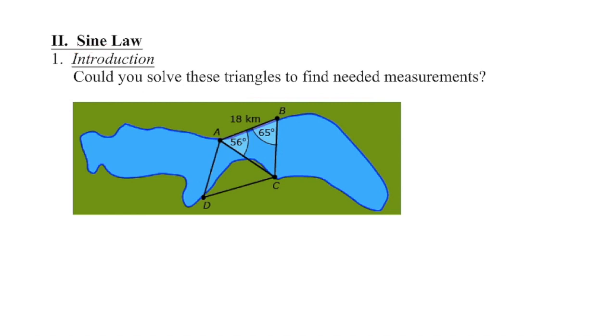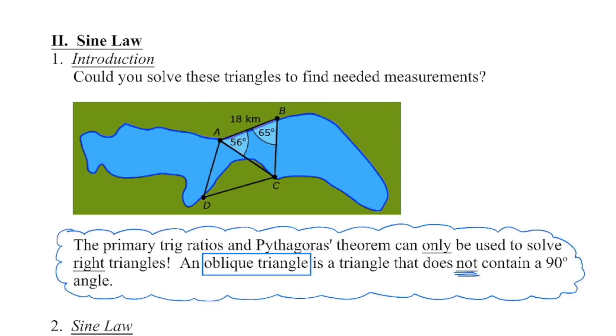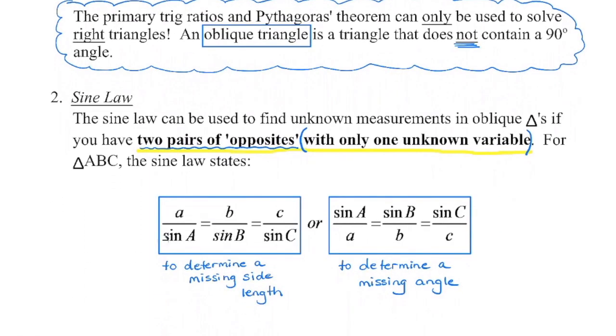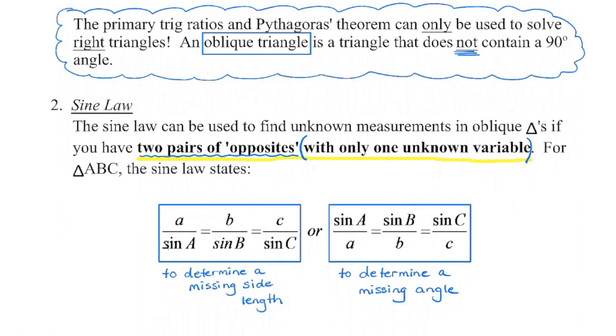The sine law can be used on any oblique triangle. An oblique triangle is a triangle that does not contain a right angle. Take a look at the sine law here, and I want you to notice a couple of things. In each of these ratios, we always compare the side length to the angle opposite from that side.